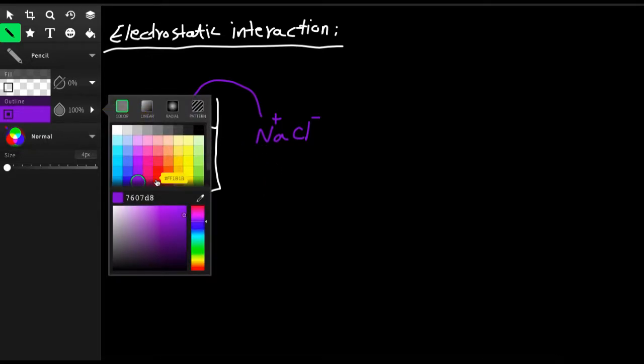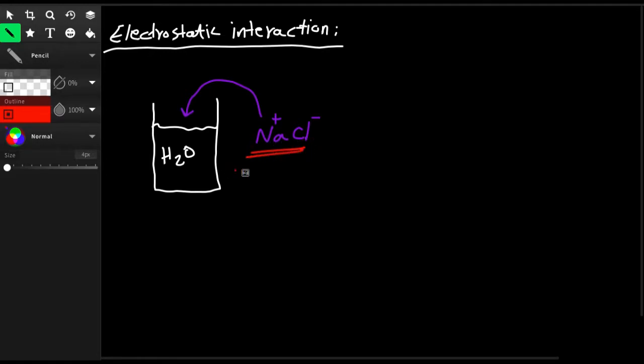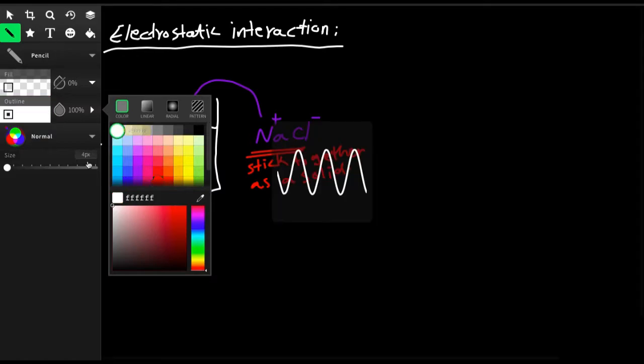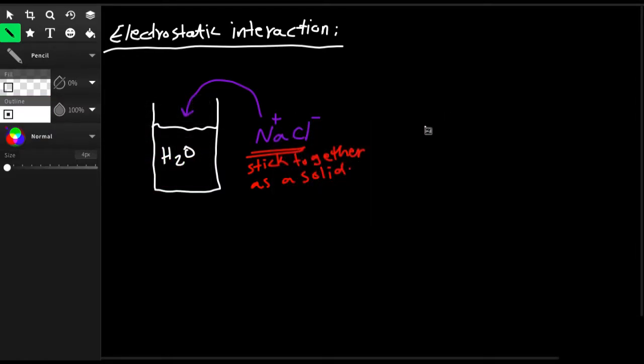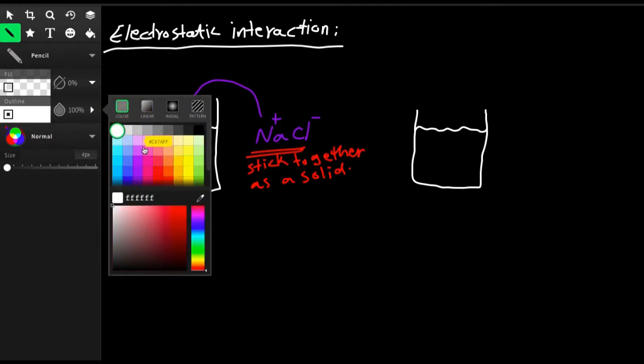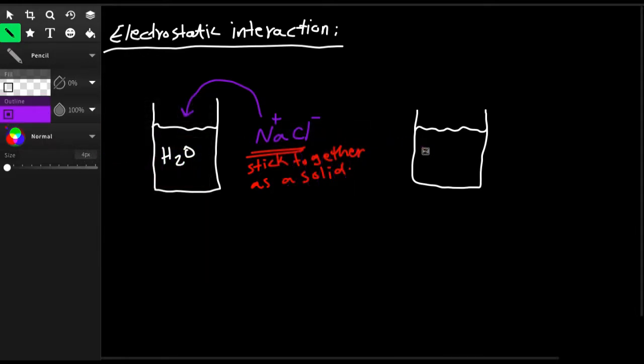As a solid, they stick together. And when we put it in the water, that's what we're going to get. They will dissociate into ions. So under the water, they will be sodium, positively charged, and Cl, negatively charged. They will dissociate.